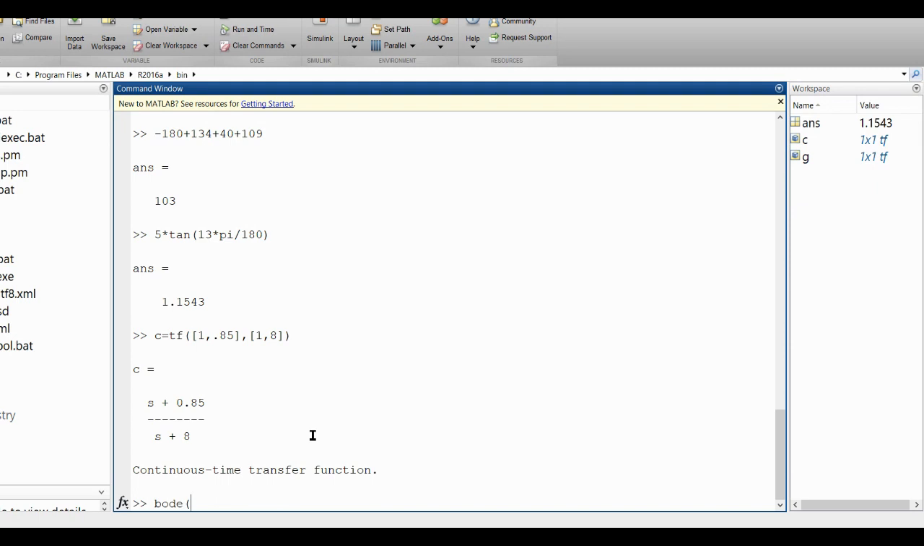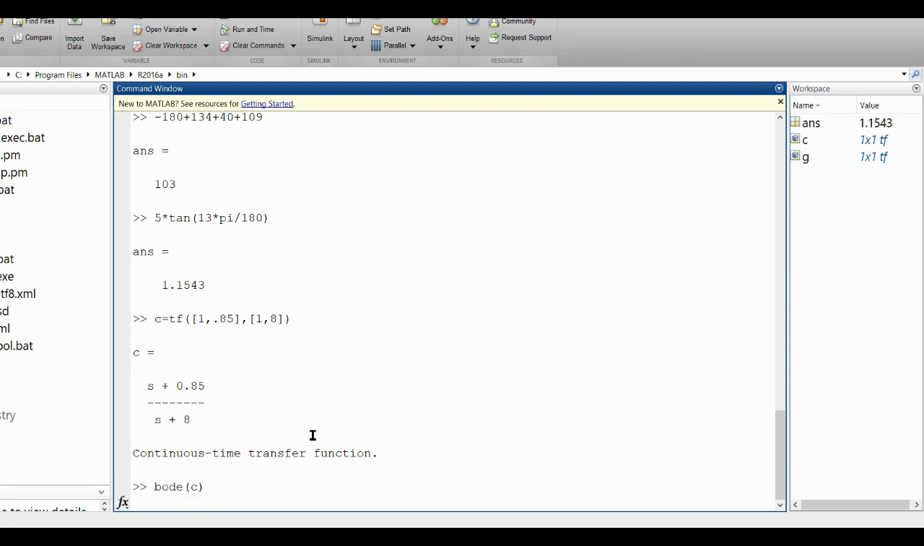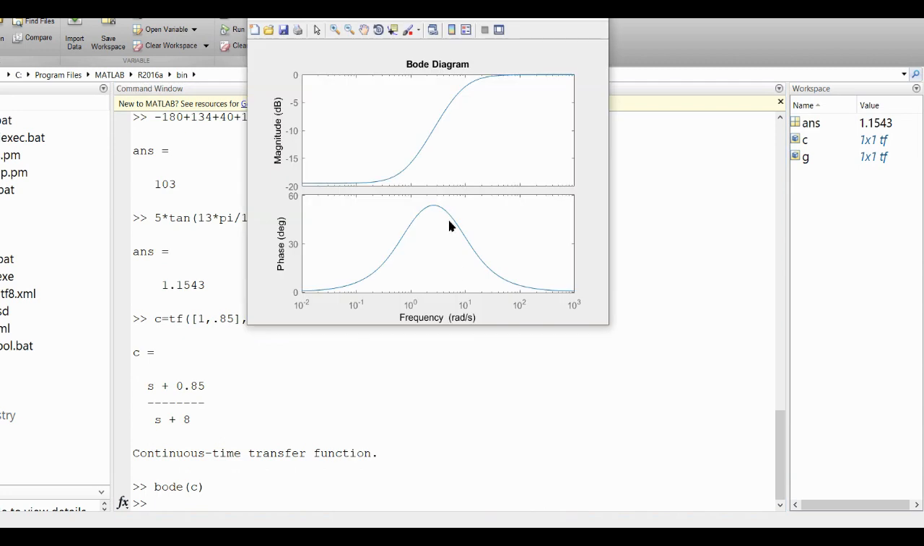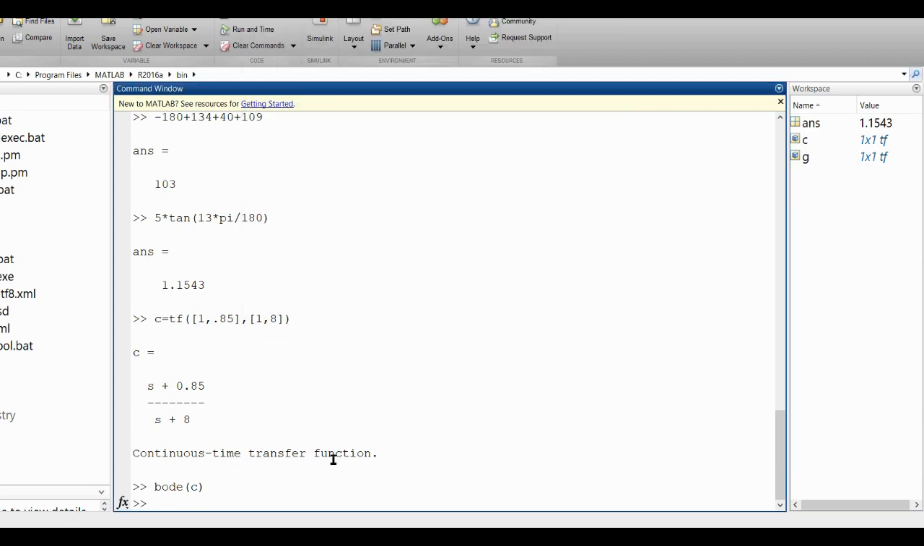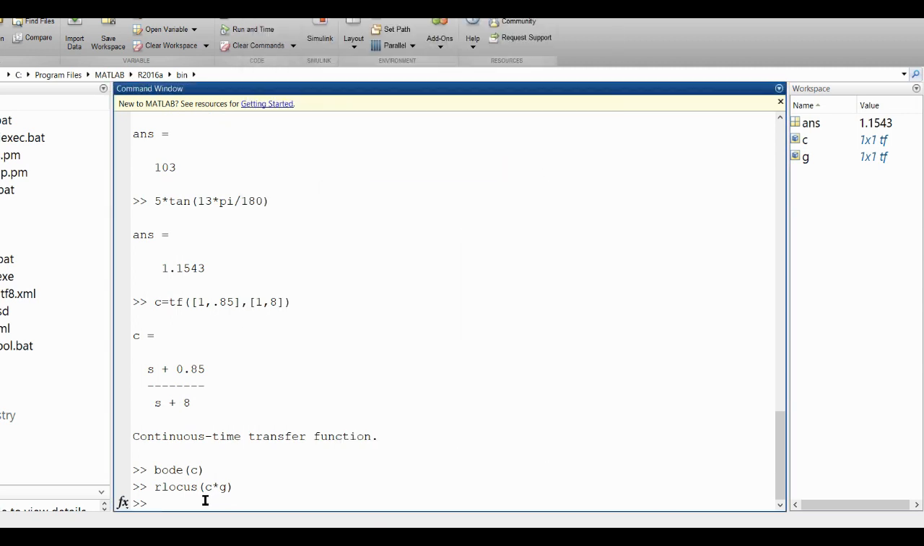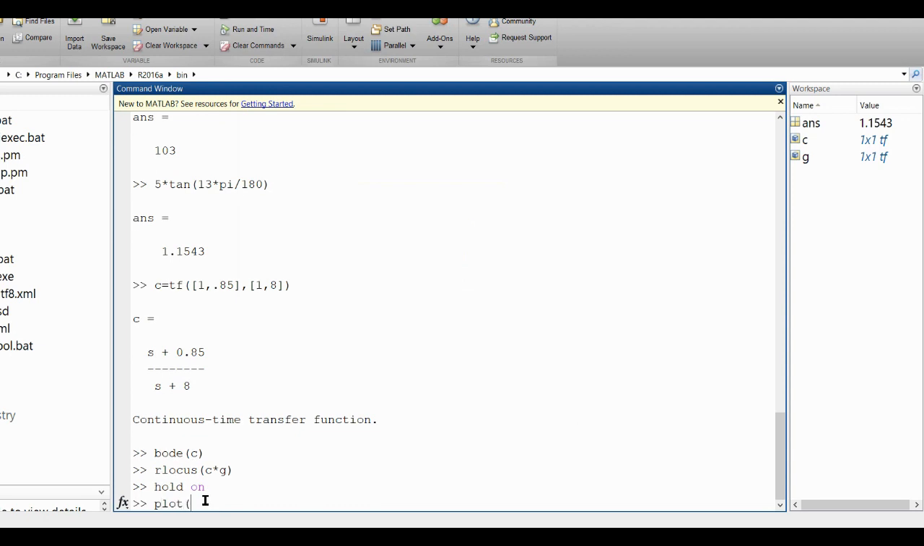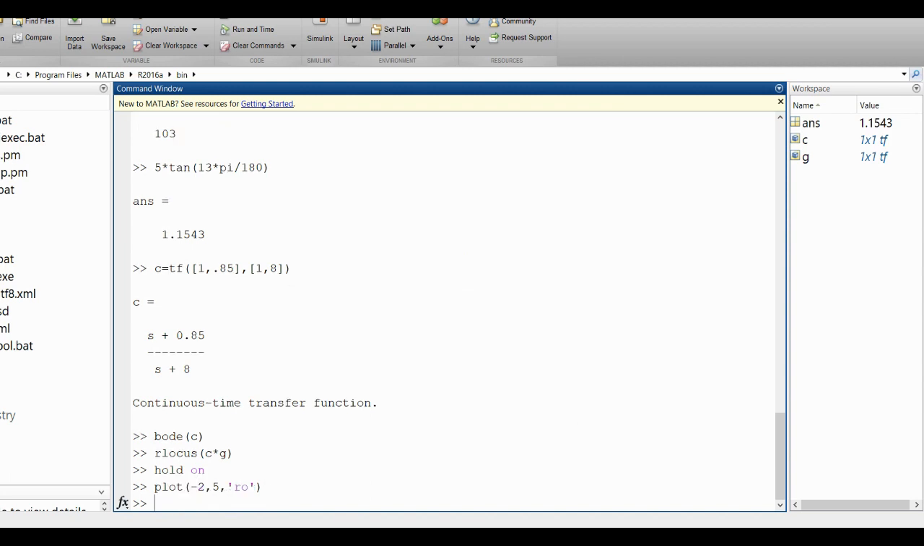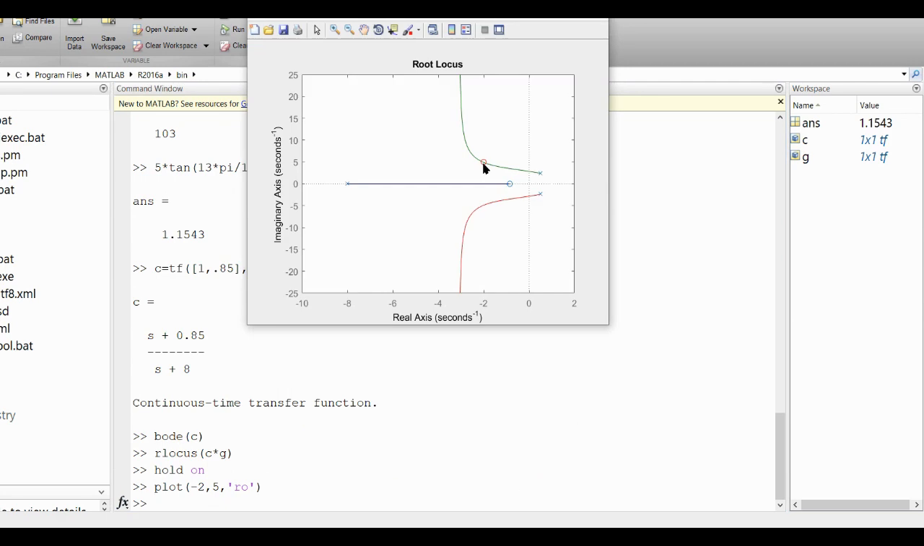Sorry, it's a lead compensator. The Bode plot of C, as you can see here, goes up. And the root locus of C times G comes in as we expect. Now we can put a hold on and plot -2+5i with a red circle to see if it lies on the root locus, and you see it does. The approximations we made were small, so it's good enough.